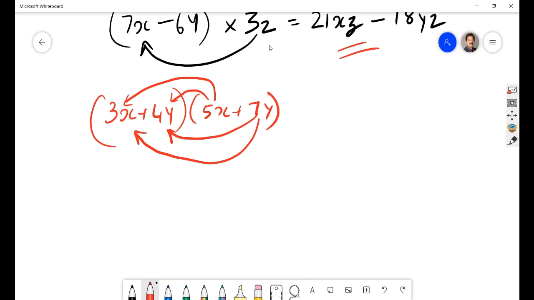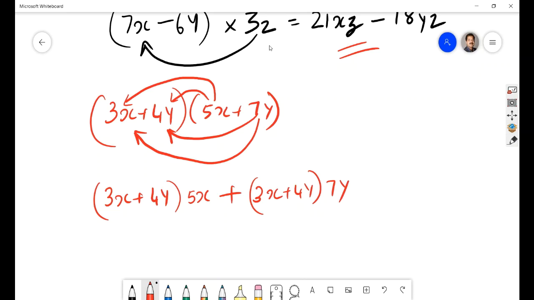In the case of horizontal, we have to decide accordingly. 3x with 3x or with 5x, we can multiply both. That way we can arrange it in this case. 3x plus 4y, it is up to you which one you are taking together, multiplied by 5x. That means you will multiply both, just like a binomial multiplied with a monomial, then you will have 3x plus 4y multiplied by 7y. And you will do that. 5 threes are 15, x into x, x square. 5 fours are 20, x into y, xy. Then 3x here, 3 sevens are 21, xy. Then 7 fours are 28 y square.